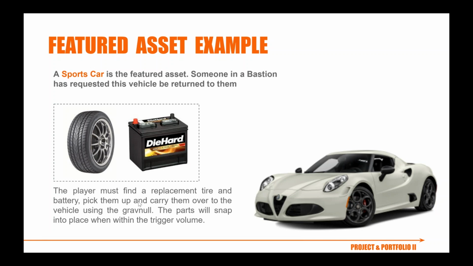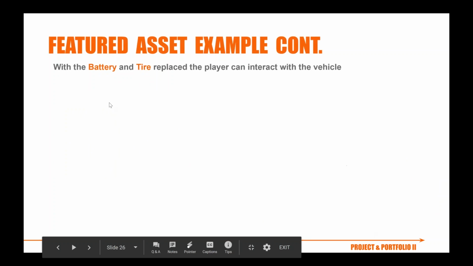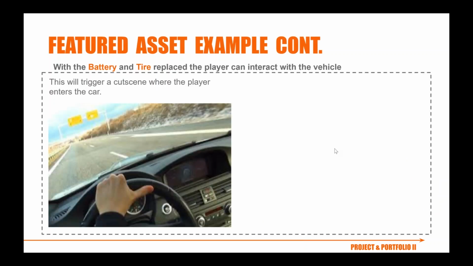So once they're there, they will snap the tire in place or attach the battery to the car. Even if you don't know how to do that just yet, at least start to plan it out logically, and then we can tackle how we're going to do that inside of Unity, right? So maybe walk up to the hood, I press E and the hood pops open, I put in the new battery, I replace the tire from another vehicle. Once those are accomplished, I can now walk up to the door of the vehicle and press E to get inside.